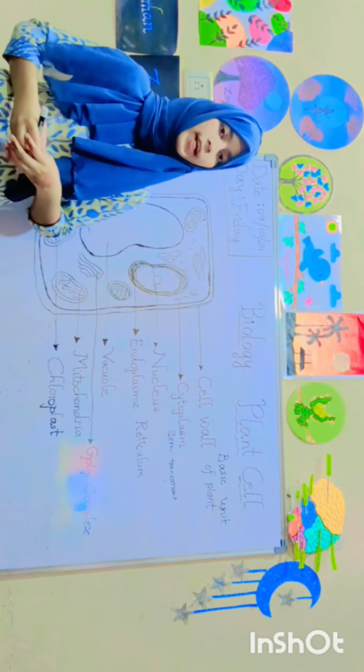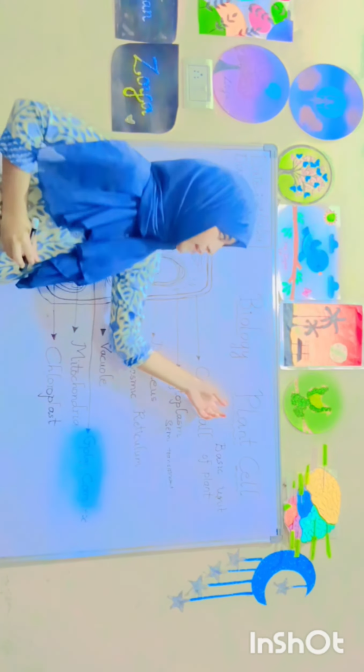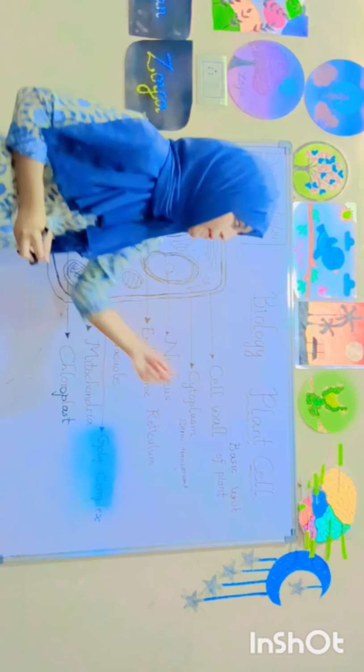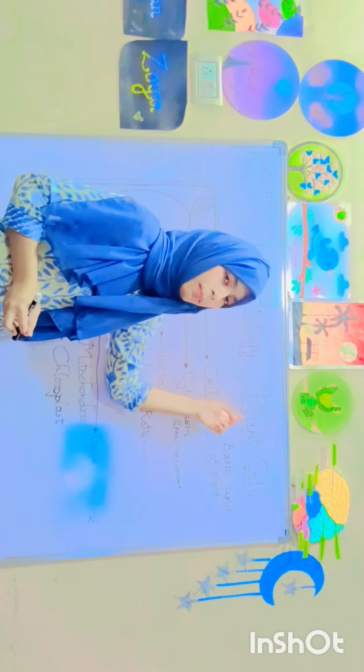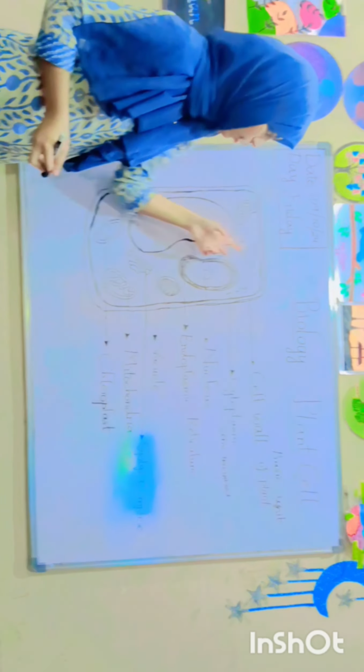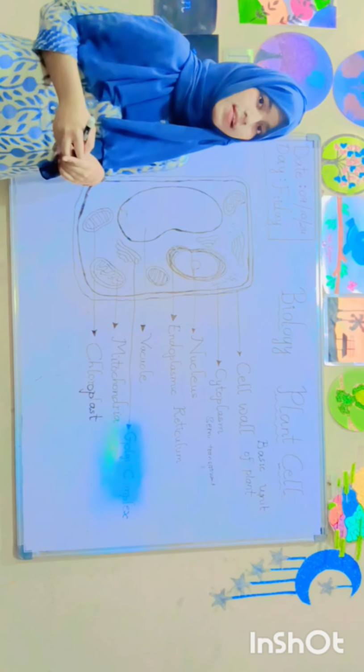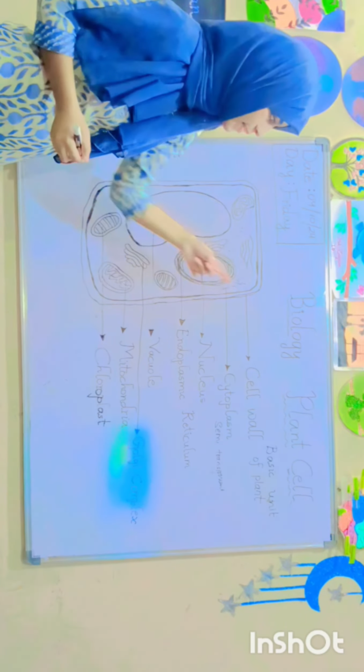Ninth standard. So today I am going to explain to you about the plant cell. So what is a plant cell? The basic unit of a plant is called the plant cell. Today I am going to explain about the plant cell and its organelles. Organelles means parts or components. So the first one is the cell wall.